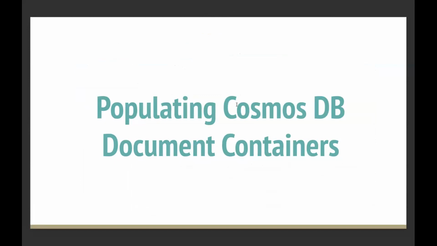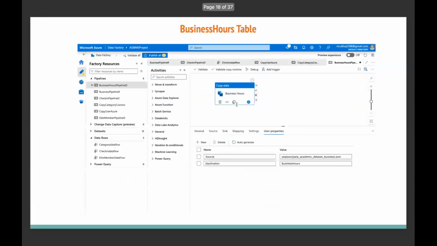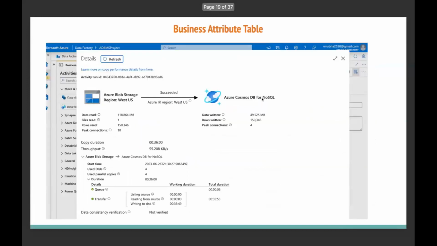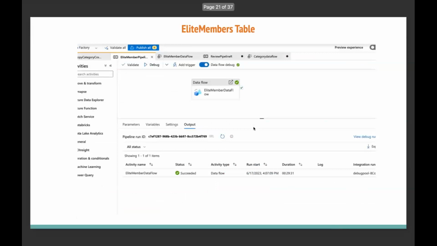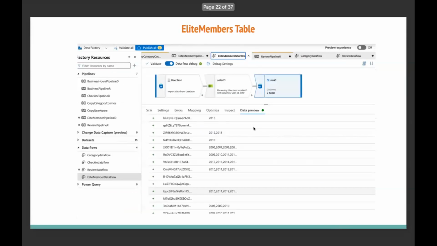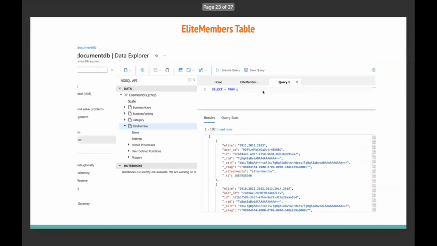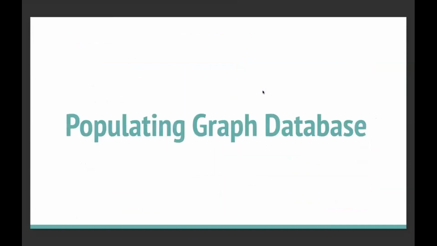Here we are loading the data into our Cosmos DB containers. So we have loaded the business hours table into our Cosmos DB database. So this is the execution screenshot of the same. And we have added our elite members table into Cosmos DB. Again, this is the under the hood pipeline for the same. And I will pass over to Ashish Pandey.